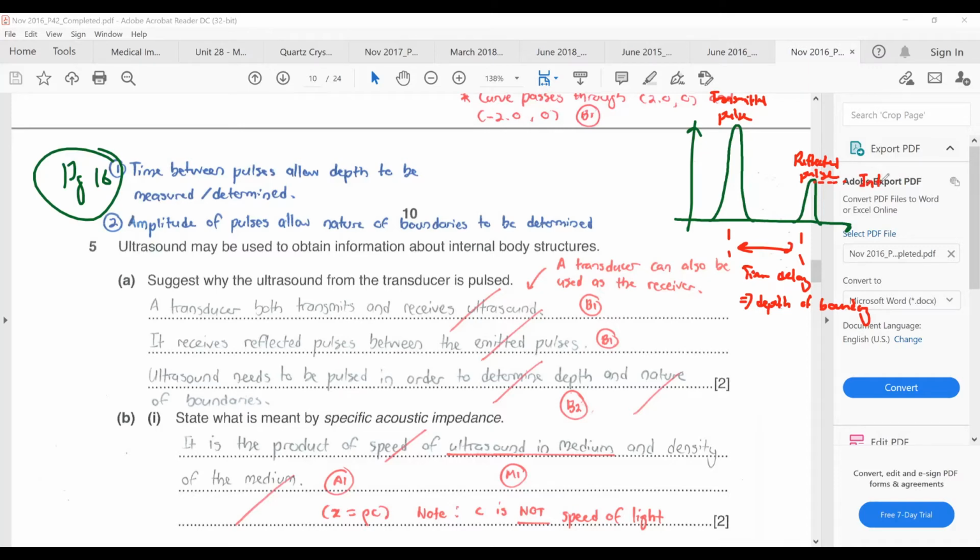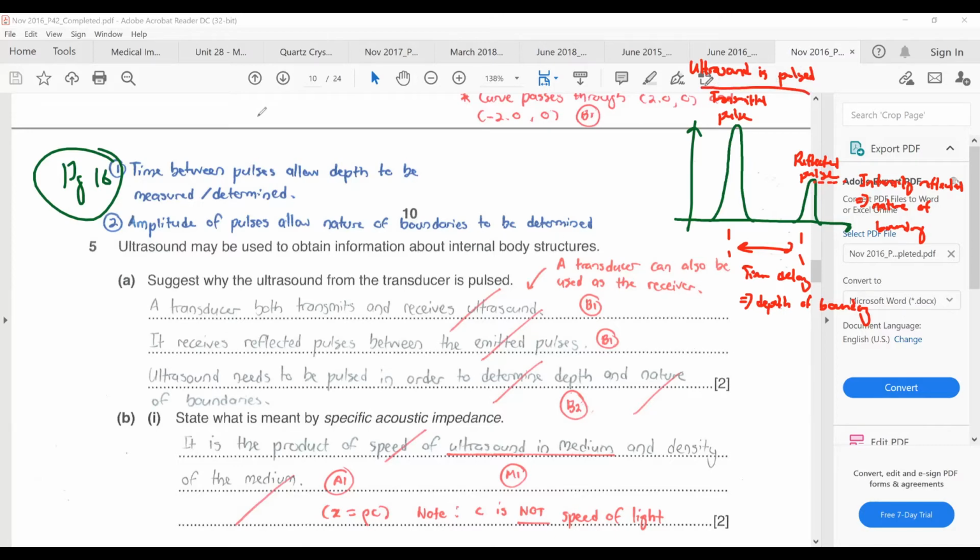The intensity reflected would actually give you the nature of the boundary, correct? So getting back your reflected pulse gives you two pieces of information. The time delay will give you information about the depth of the boundary, and your intensity reflected will give you information about the nature of the boundary. This is if the ultrasound is pulsed.